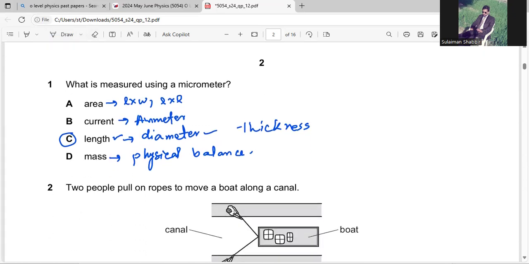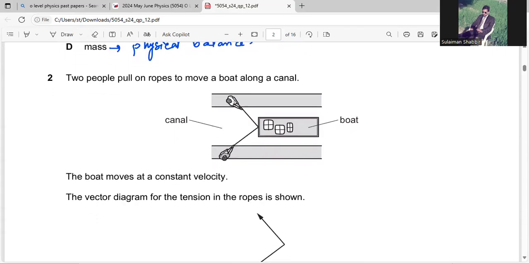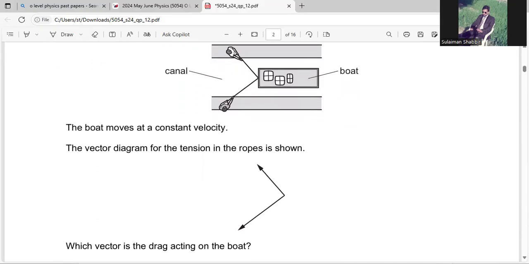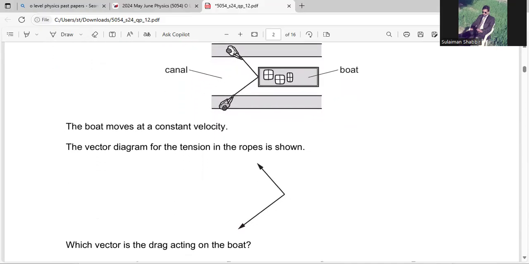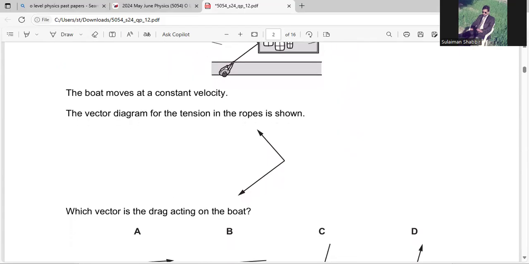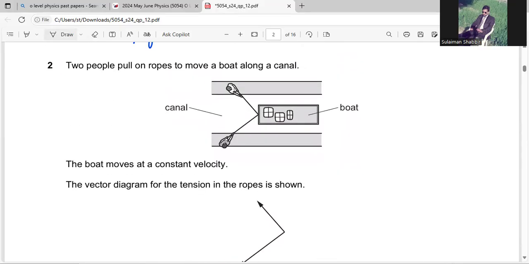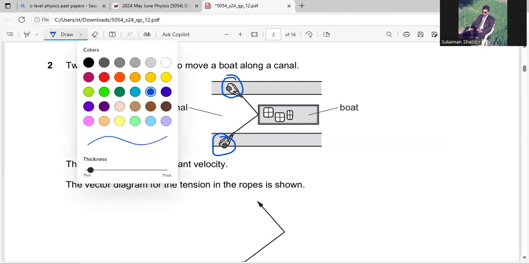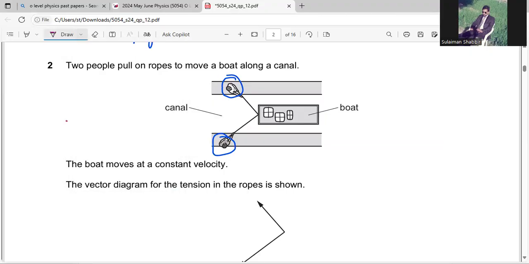After that, for the second question, he is saying that two people pull on ropes to move a boat along a canal. The boat is going along the canal and moves at a constant velocity. The vector diagram shows the tension in the ropes. According to this, this man is pulling with less force as compared to the other, because this is the vector shown there. It is shown in the form of vectors.